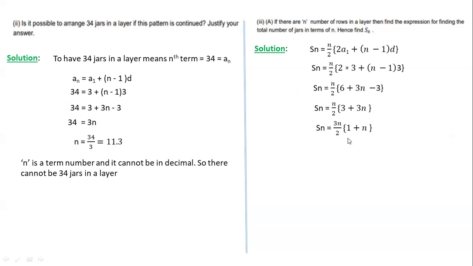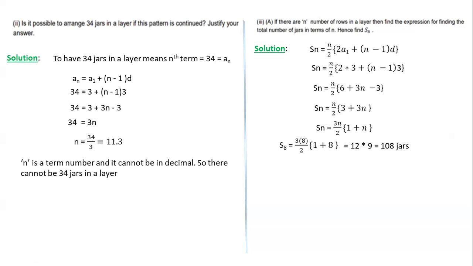S8 means n is equal to 8. So in this formula, you will have to put n is equal to 8. So what will it become? 3 into 8 upon 2 into (1 + 8). 2 4s are 8, 4 3s are 12. So 12 into 9, that is 108 jars. That means in 8 rows, there will be totally 108 jars. If you arrange all the things as per the 3, 6, 9, etc., there will be totally 108 jars.